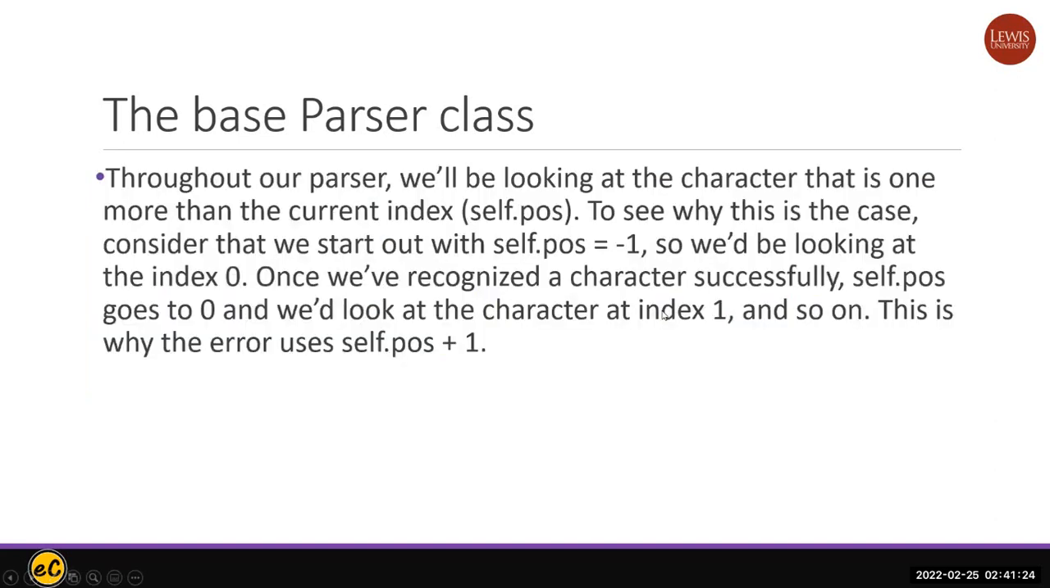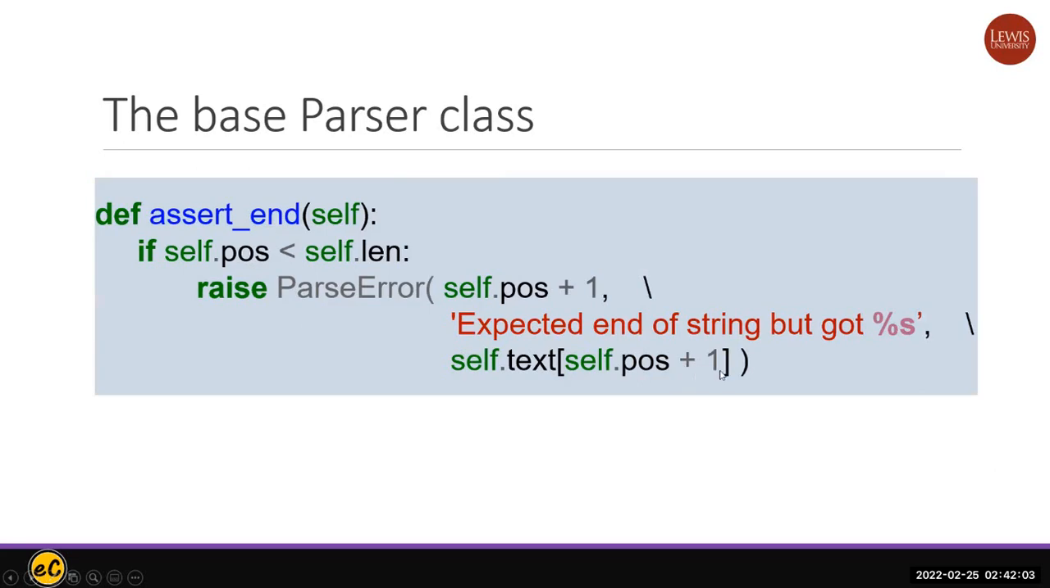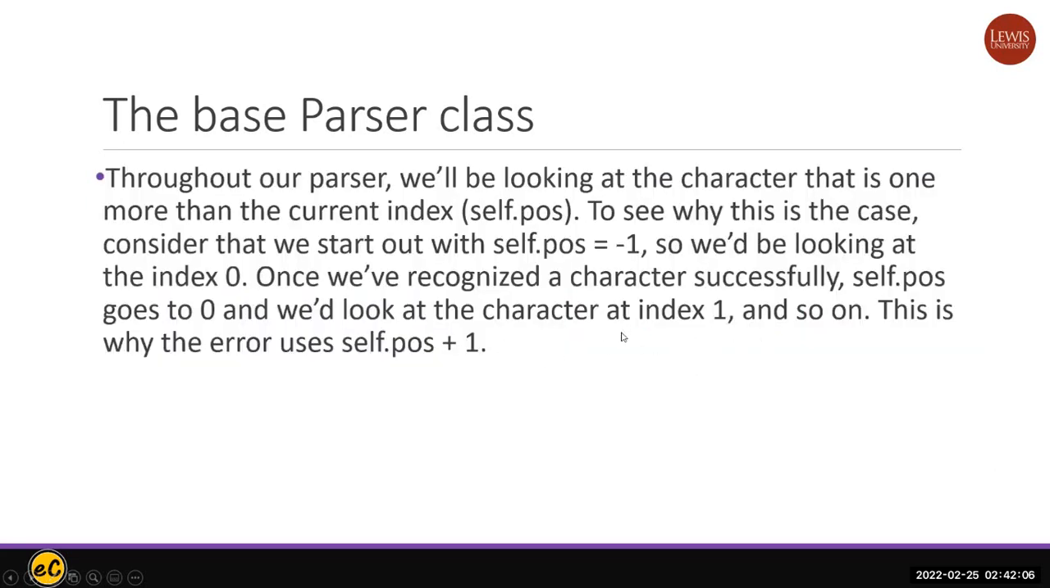Throughout our parser, we will look at the character that is one more than the current character. To see why this is the case, consider that we start with the position -1. We look at index 0. Once we look at our character successfully, the self.position will go to 0, and we look at the next character as 1, and so on. This is why the error uses self.position +1, because we have already advanced to the next character.